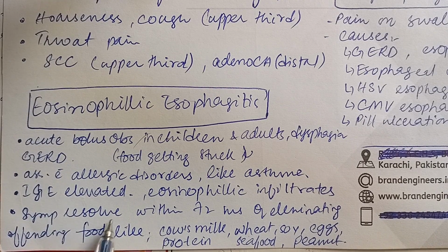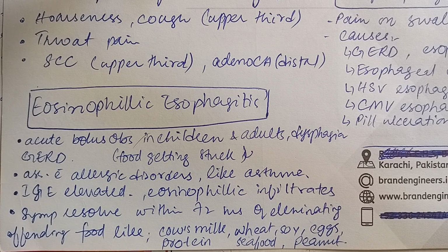This disorder is actually commonly due to some offending food agent, like cow's milk protein, wheat, soy, seafood, eggs, and peanut. Symptoms resolve within 72 hours of eliminating these types of foods.